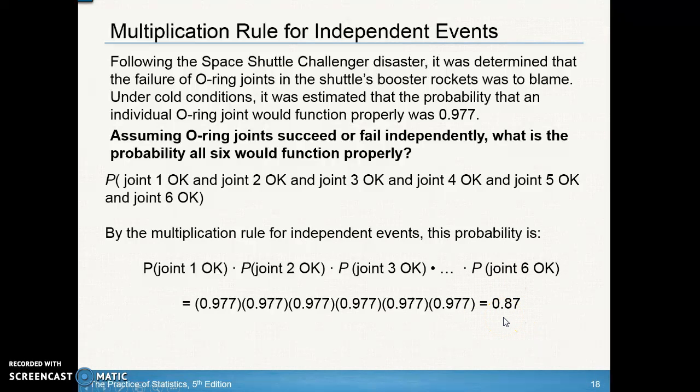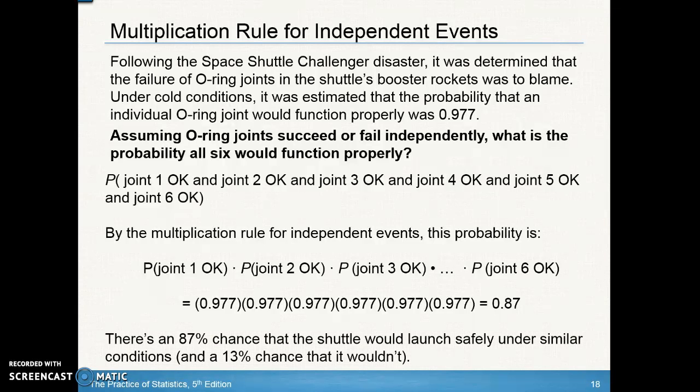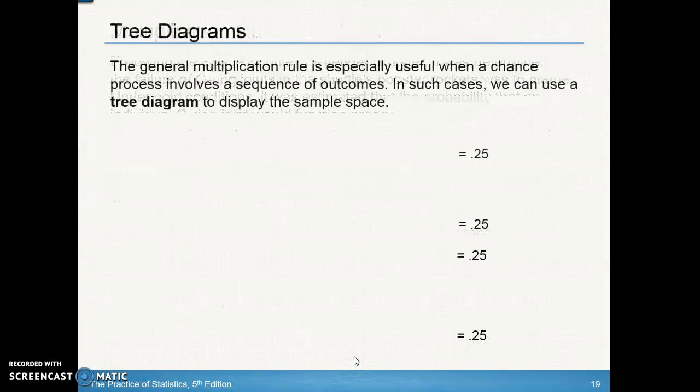All right, it's a little crazy to think about putting your life on the line at 87%. You want it to be 100%, right? So there's an 87% chance that the shuttle would launch safely under similar conditions and a 13% chance that it won't. Would you take that chance or not?